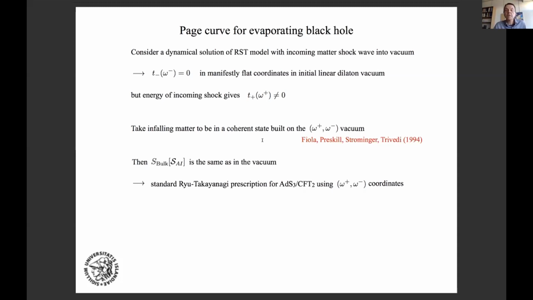And their observation was that if you in fact take the infalling matter to be in a coherent state, so the quantum state of the infalling matter is a coherent state that's built on this vacuum that is used by inertial observers in the linear dilaton vacuum, then the entanglement entropy, the von Neumann entropy, is actually independent of the excitation if it's a coherent state. And using a coherent state seems reasonable.